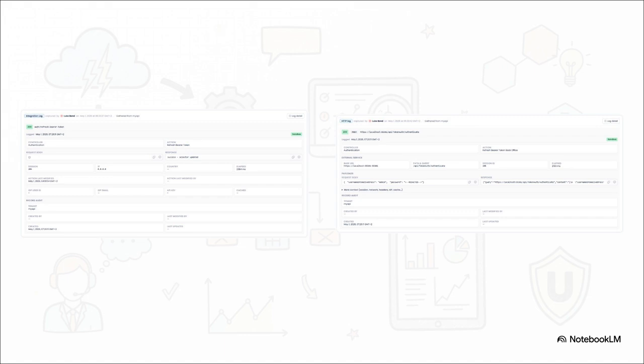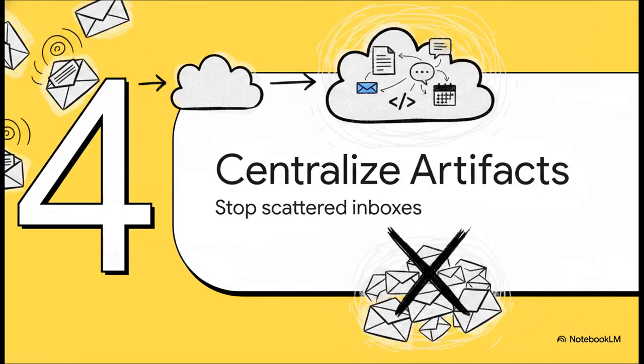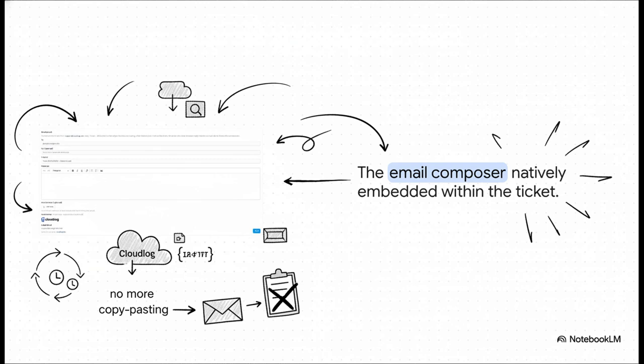Moving along to part 4, centralizing communication and artifacts, basically stopping the scattered inbox forever. Notice how the email composer is natively embedded directly within the ticket itself. You aren't switching over to Outlook or some completely separate customer support tool. You send outbound mail straight from the workspace. Cloudlog automatically adds a unique ticket identifier to the subject line, meaning when your customer inevitably replies, their message maps flawlessly back to this exact chronological timeline.